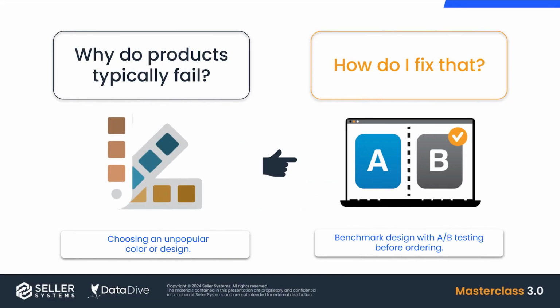Another big reason that products typically fail is choosing an unpopular color or design. We're going to show you how you can benchmark your designs, your ideas, your iterations with A/B testing. We're partnered with basically every A/B testing company out there. We're going to share some discount codes and a process. I think we'll even have time to run some A/B tests today. I've got my accounts pulled up.